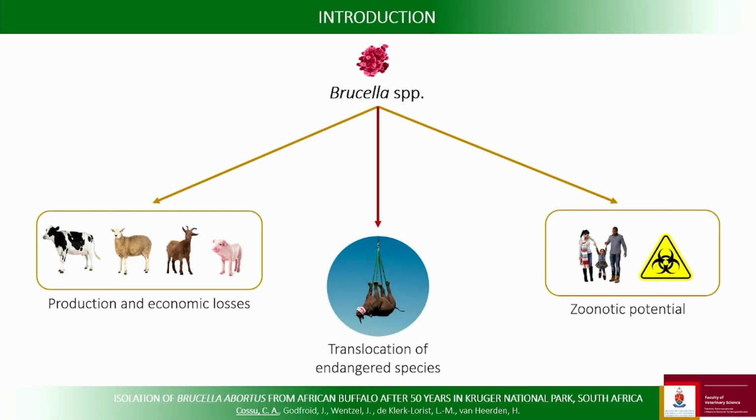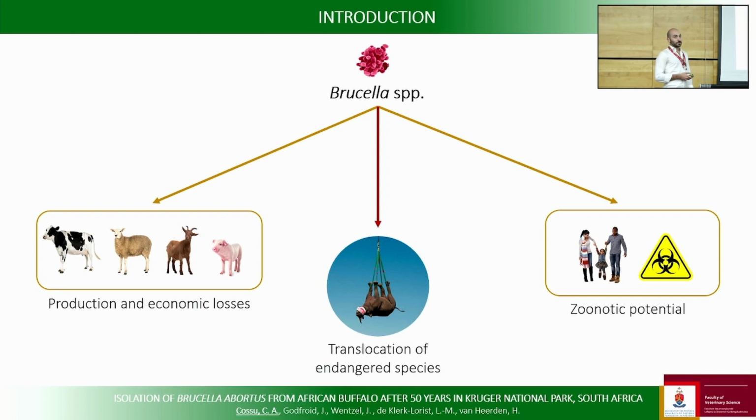Well, Brucella is a genus of small gram-negative bacteria, of which at the moment we know 12 recognized species that may occur in a wide variety of animal species: terrestrial mammals, marine mammals, and even amphibians. But Brucella actually causes a really important disease in livestock animals, which is called brucellosis, and causes abortions, stillbirths, and infertility in livestock animals, causing huge production and economic losses.